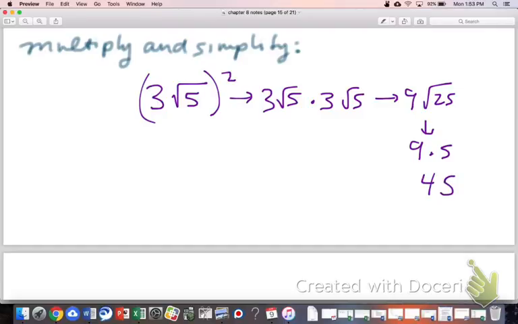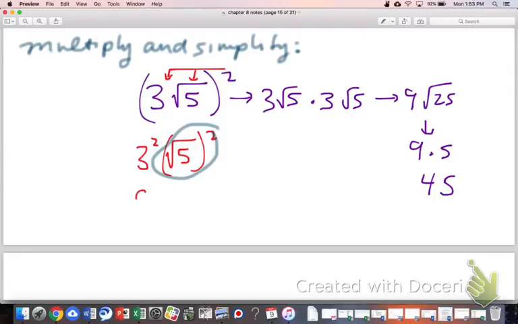It's a little bit of a longer way to get there, but it's very reliable. Here's another way you could do it. From chapter 5, you could use the old power of a product rule, and say that this squared applies to both factors inside the parentheses. Then you would get 3 squared times root 5 squared. The folks that got 15, I think you got this part right, but you forgot that the 3 would need to be squared as well.